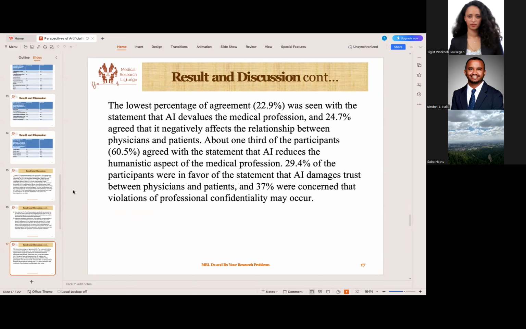24.7% agreed that it negatively affects the relationship between physicians and patients, and about 1/3 of the participants agreed with the statement that AI reduces the humanistic aspect of the medical profession. 29.4% of the participants were in favor of the statement that AI damages trust between physicians and patients, and 37% were concerned that violations of professional confidentiality may occur.